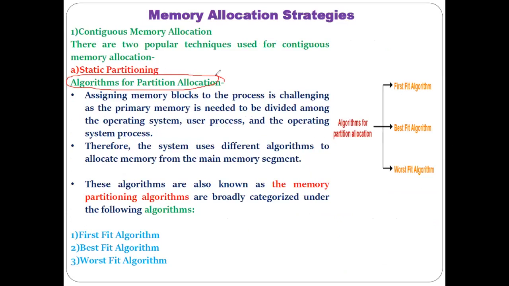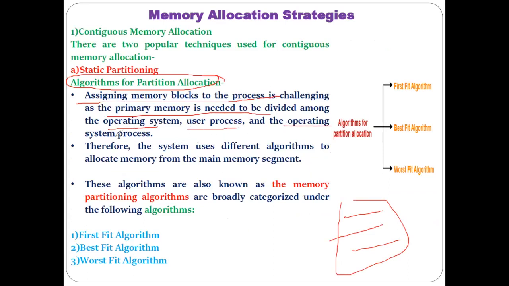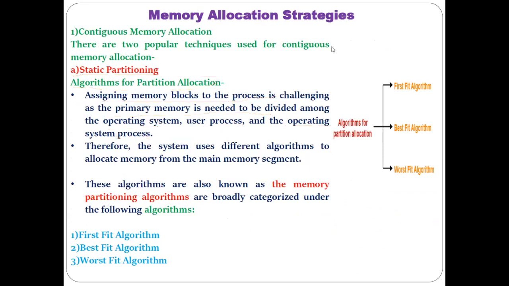So the algorithm which is used is called the partition allocation algorithm. As we have discussed, assigning memory blocks to the process is a very challenging task, as the primary memory needs to be divided. So our primary memory has to be divided into different partitions. That primary memory contains the operating system, the different user processes, operating system processes, etc. As you know, our primary memory is limited. That is the reason assigning memory blocks to the process is a very challenging task. Primary memory, as compared to secondary memory, is limited, and that is the reason it has to be managed carefully.